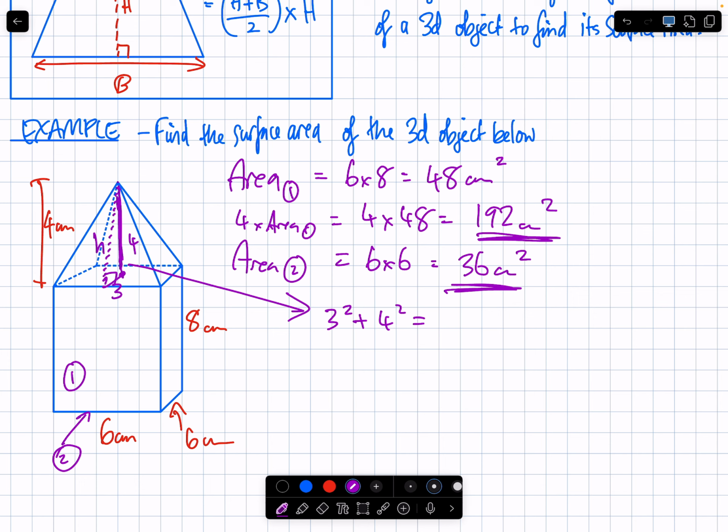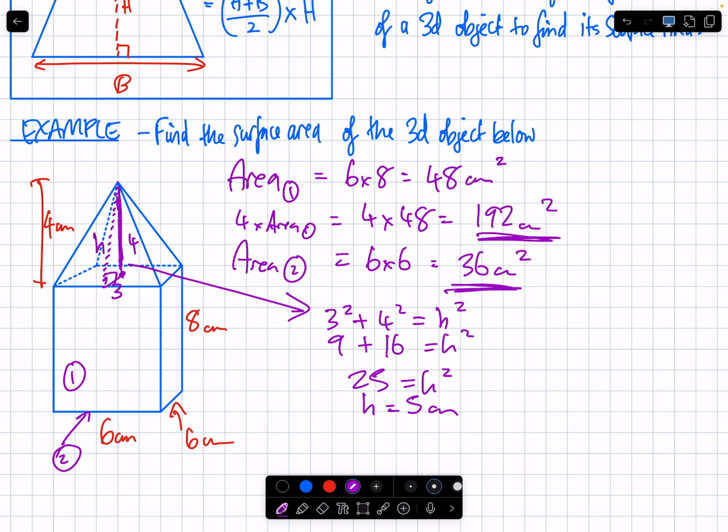3 squared plus 4 squared equals h squared. 3 squared is 9. 4 squared, 16, equals h squared. 25 is equal to h squared. What number do I times by itself to get 25? 5. So h is going to be 5 centimeters. Do I know how tall the triangle is now?